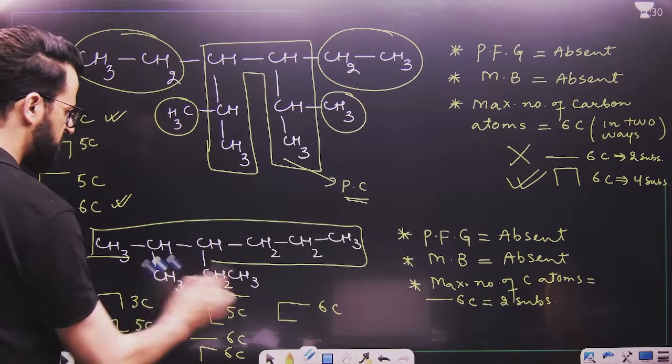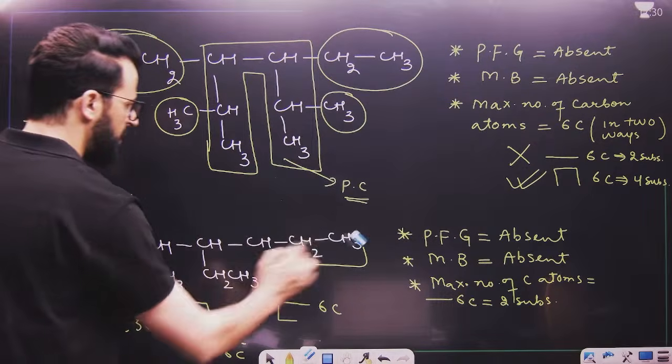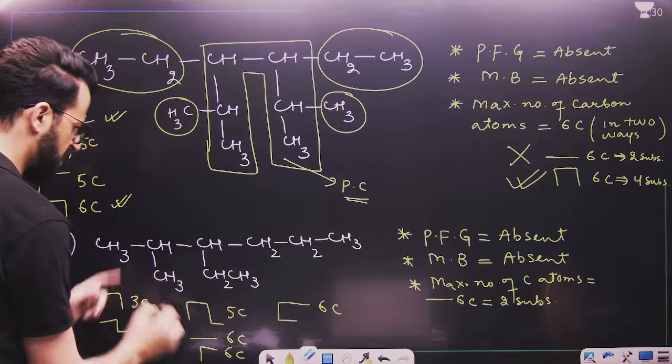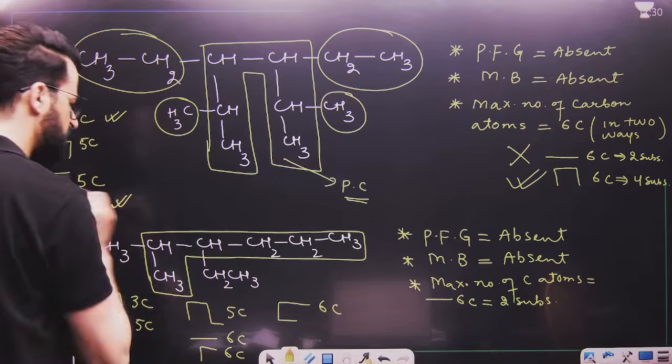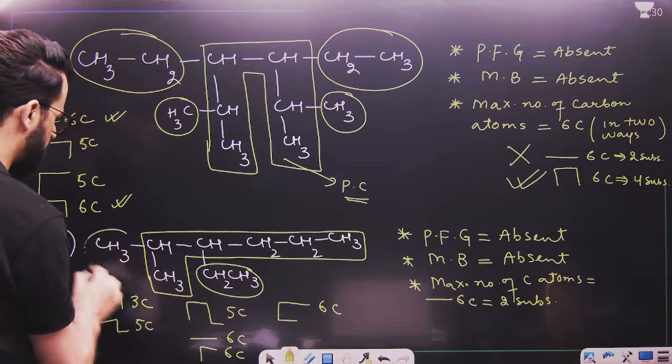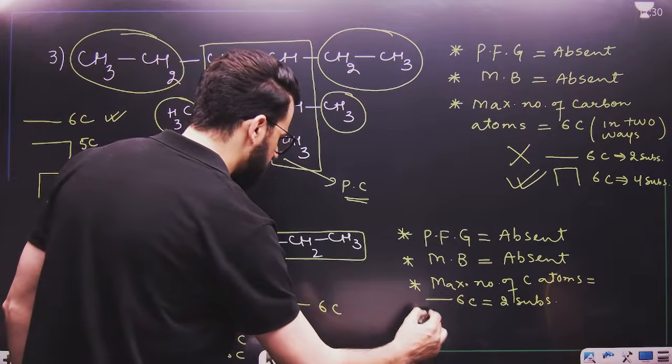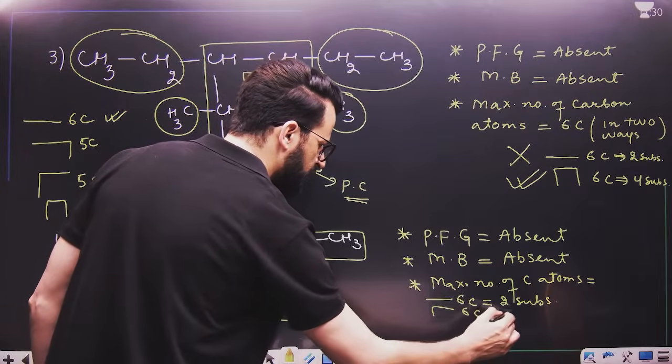Now let me erase this thing. Now, if this is the parent chain, have a look. If this is the parent chain, once again, one substituent, another substituent. So if this is the parent chain, 6 carbons with 2 substituents.